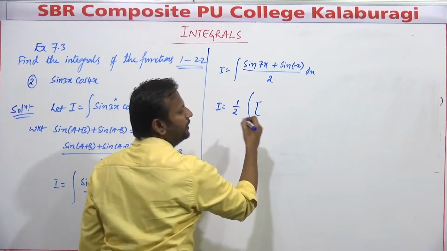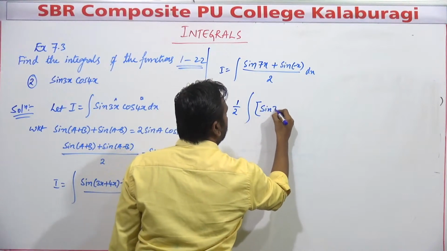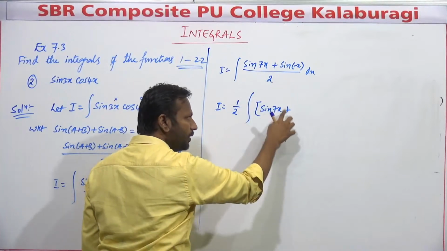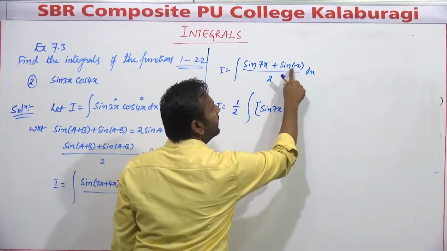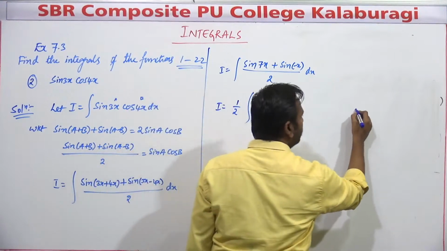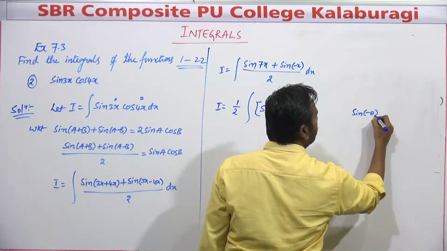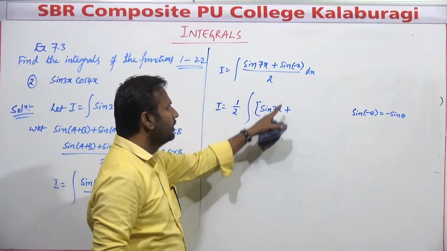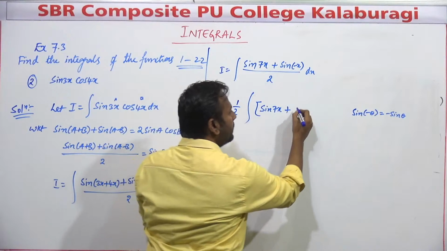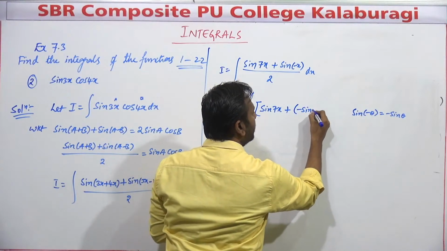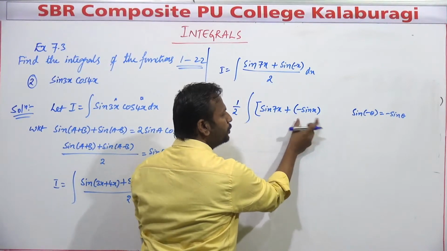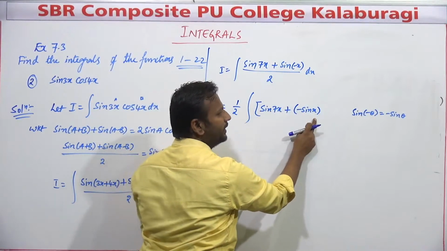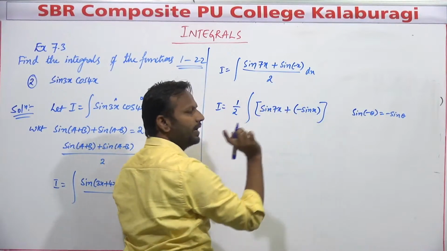Inside, what remains? Sin 7x, plus in the middle, you add plus. Just see, what is sin of minus theta? I told you, sin of minus theta is minus sin theta. Agree? So sin of minus x will be minus sin x. I told you, whenever a negative comes, you should put it in brackets. The middle plus sign stays as it is.